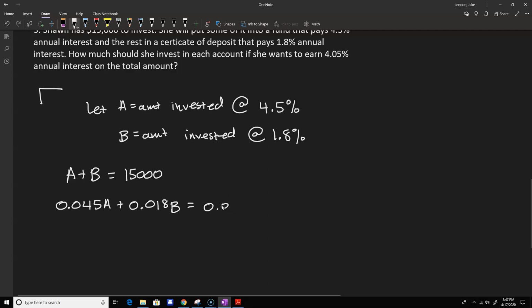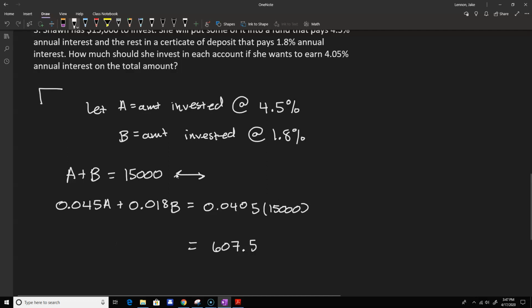So we have 0.045A plus 0.018B equals 4.05%, just move the decimal 2 places, multiplied by the 15,000. So we could write that number down. So let's just go to our calculators. 15,000 times 0.0405 comes out to $607.50. So 607.5. And then what we want to do on the other side is replace one of the variables.